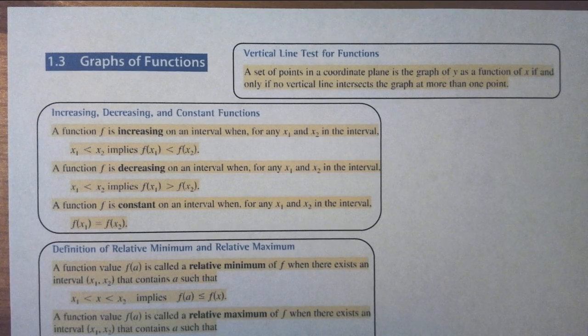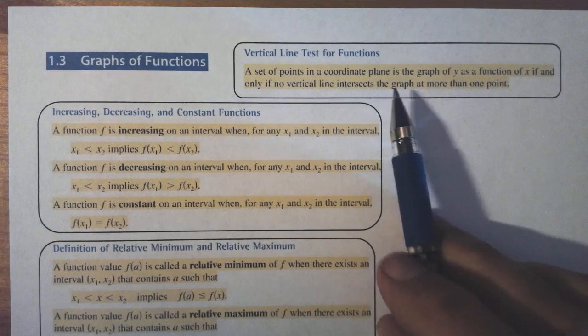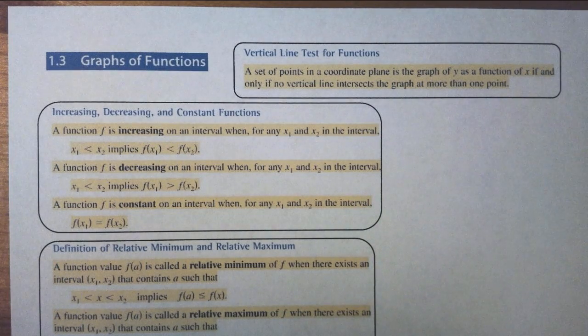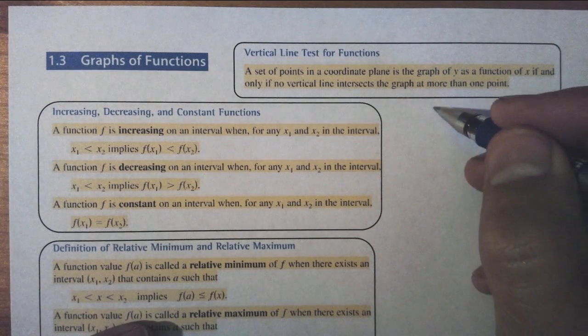Welcome to 1.3 Graphs of Functions. Some of this we've talked about a little bit prior to this section. For instance, the vertical line test for a function. A set of points in a coordinate plane is the graph of y as a function of x if and only if no vertical line intersects the graph at more than one point.